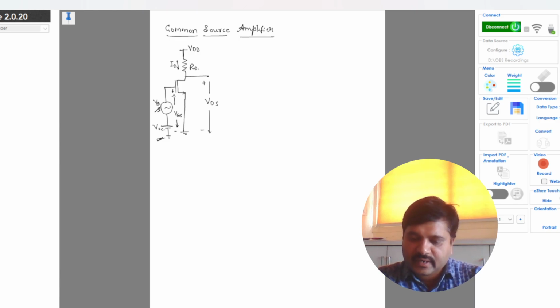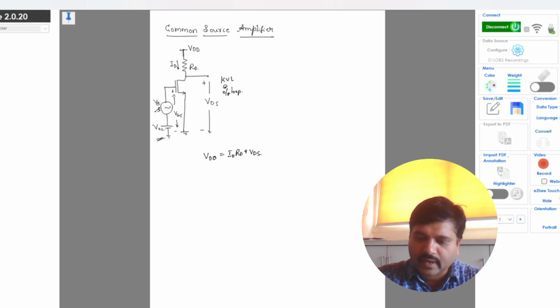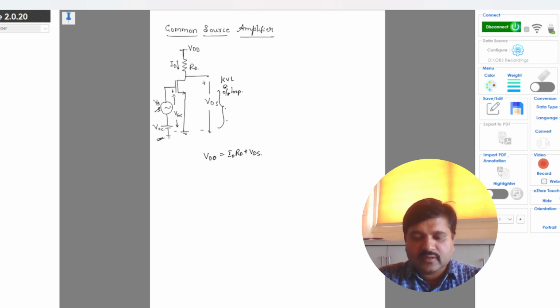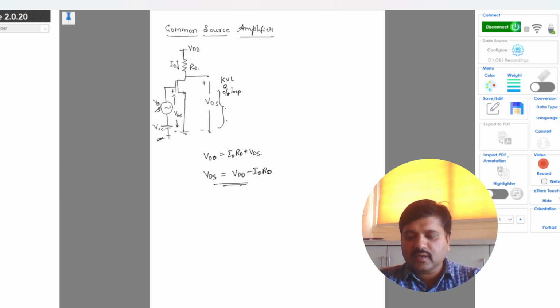If we take KVL at the output loop, the loop equation will be VDD is equal to ID into RD plus VDS. Basically the output voltage is VDS, taken across the drain terminal. So VDS is equal to VDD minus ID into RD. This is the output equation for the common source amplifier.